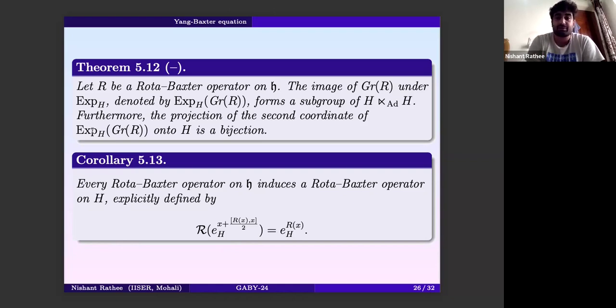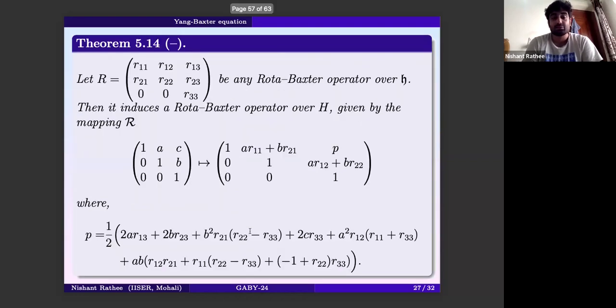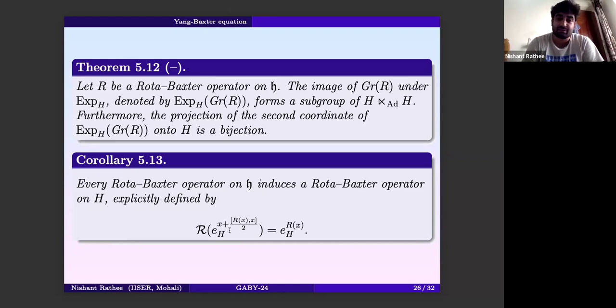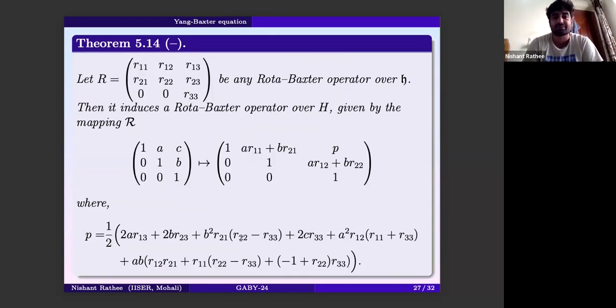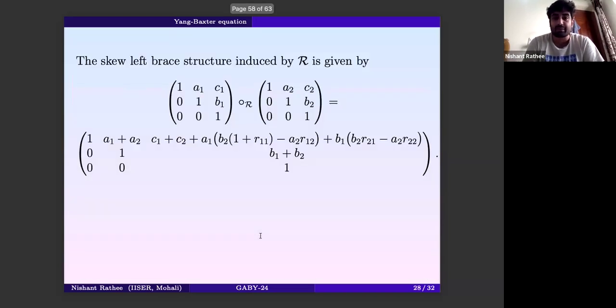So every Rota-Baxter operator on B, more precisely, is given by this formula: x plus Rx over 2 is equal to Rx. Now, this we again simplified, because the form of this matrix is somewhat complicated. Using a substitution, we further simplified this, and it turns out that every matrix will go to this kind of matrix under this Rota-Baxter operator, where this P is given by this complicated formula. So finally, the skew left brace structure over R is given by the formula we know. This is given by this multiplication.